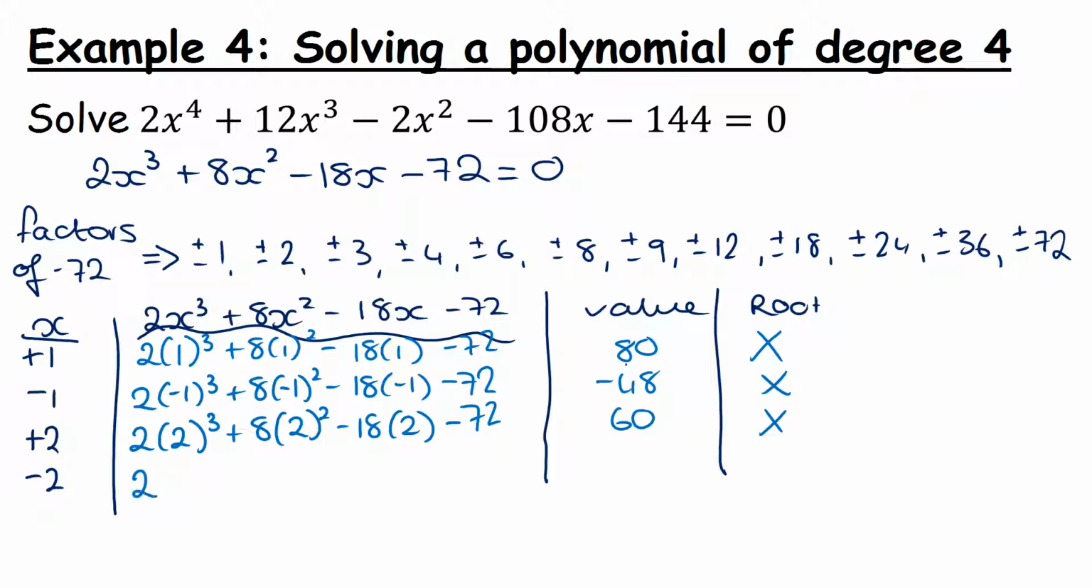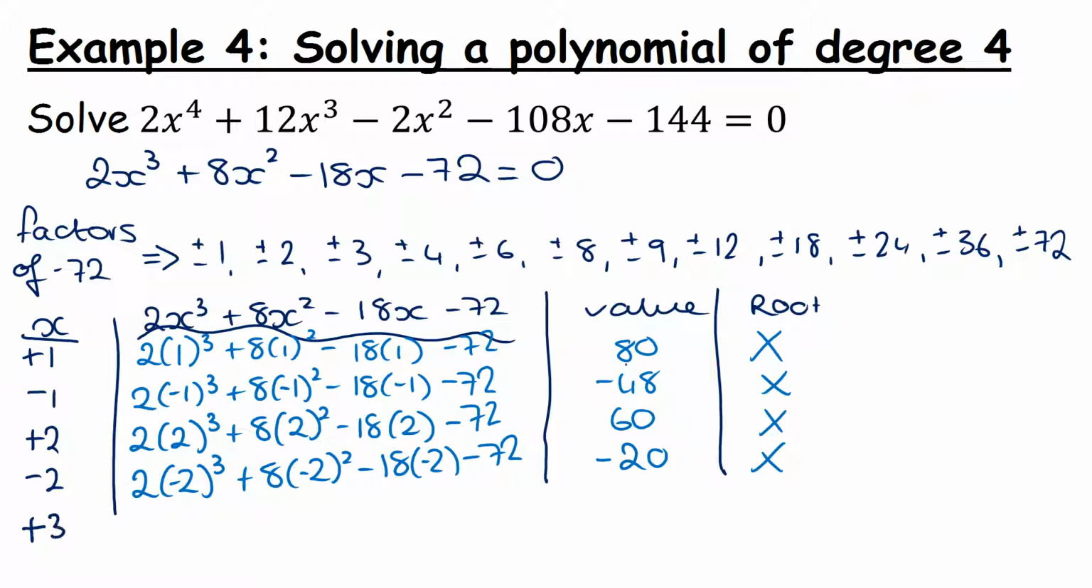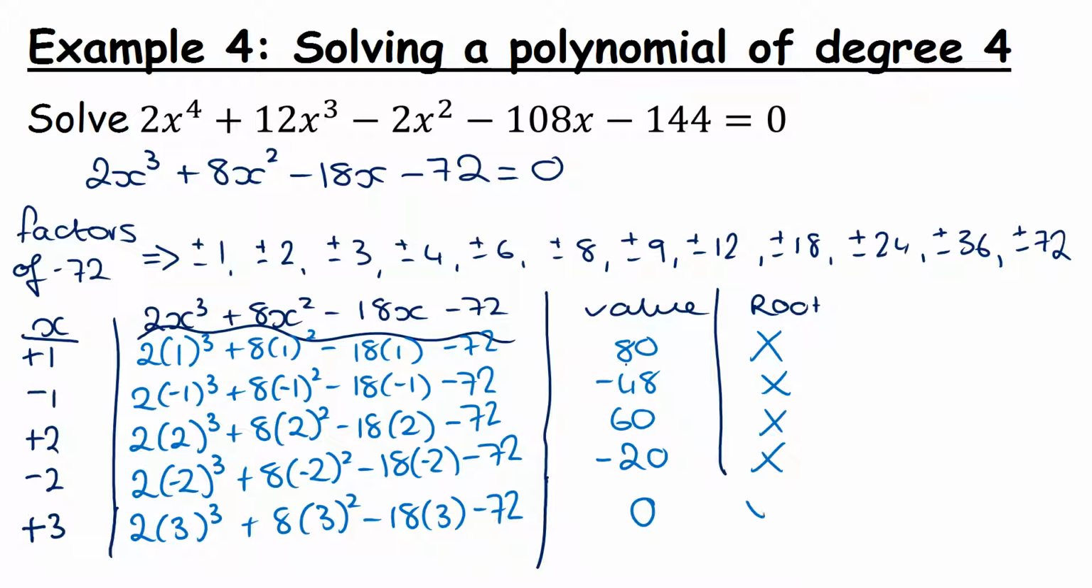And then for minus 2 we'll have 2 by minus 2 to the power of 3 plus 8 by minus 2 squared minus 18 by minus 2 minus 72, and when we put that in, we get minus 20, so not a root. We're going to have to keep going. So we're going to go with plus 3 and see how we get on. We'll have 2 by 3 to the power of 3 plus 8 by 3 squared minus 18 by 3 minus 72, and that does give me 0. So yes, that is our root.